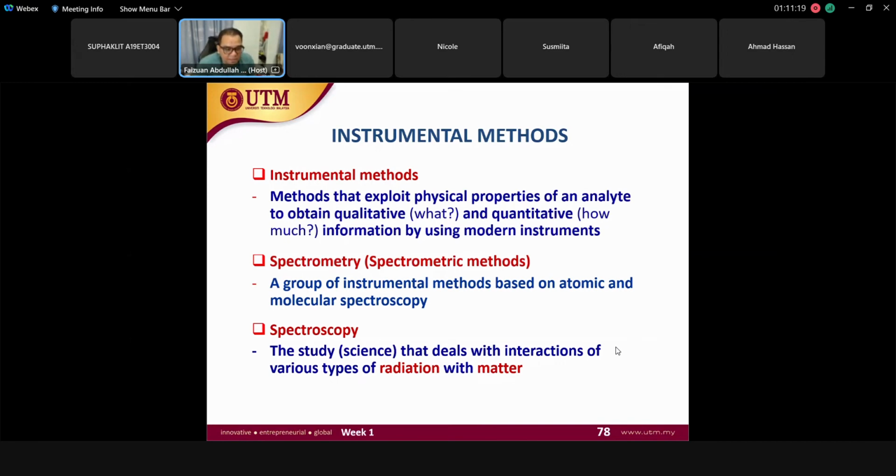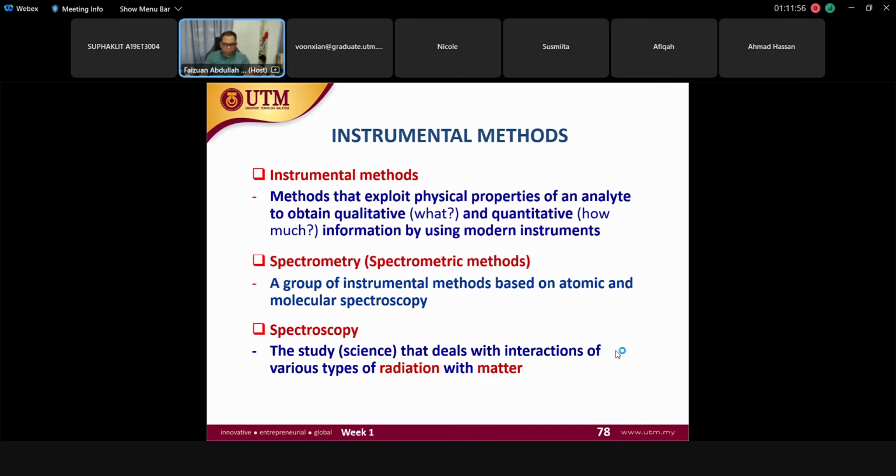And then what is said that spectroscopy is a study, a science that deals with interaction of various types of radiation with matter. Now, in spectroscopy we are dealing with the interaction of various types of radiation. We will set the radiation. What type of radiation do we want to deal with? The UV, or UV and visible, or only visible, X-ray, for example.